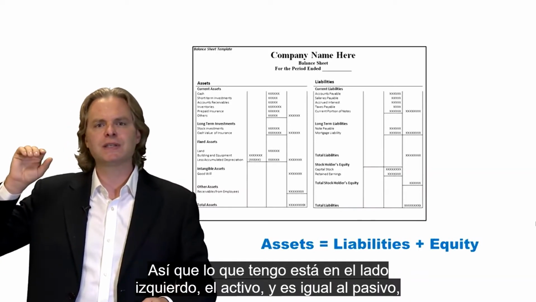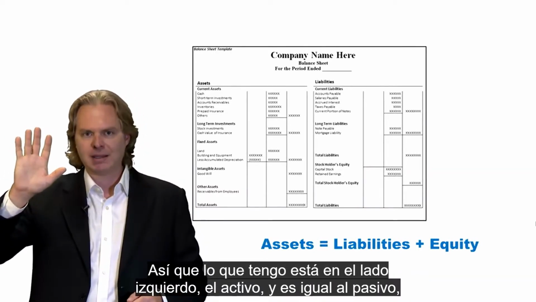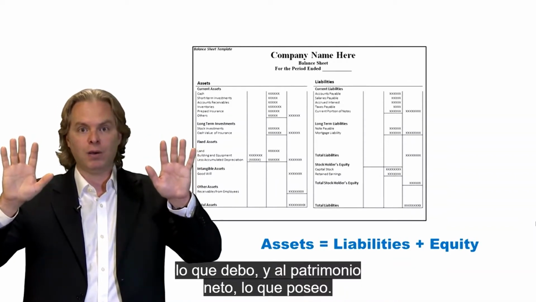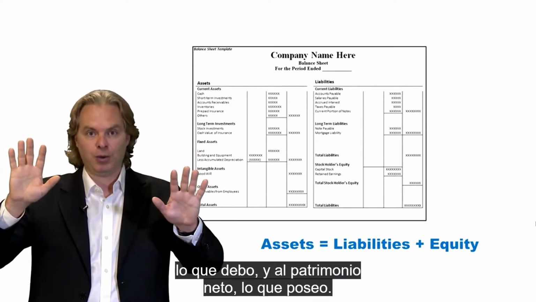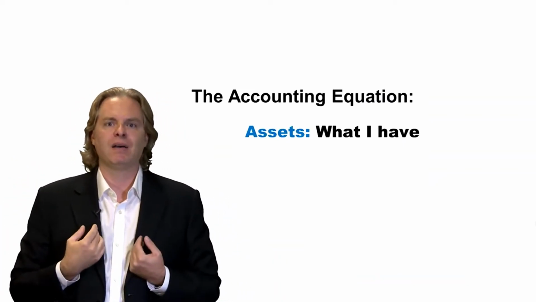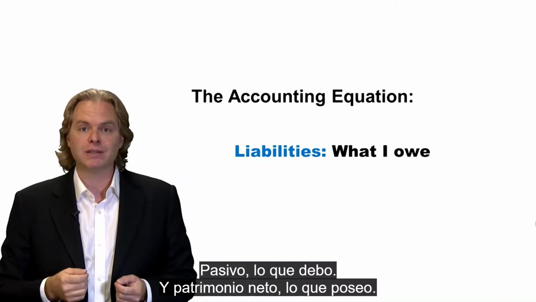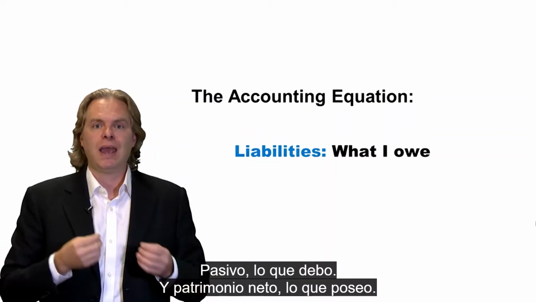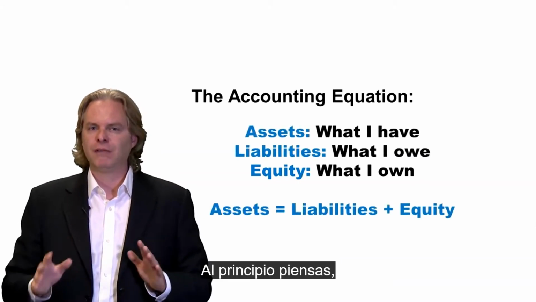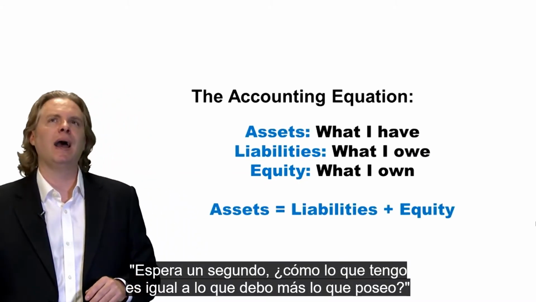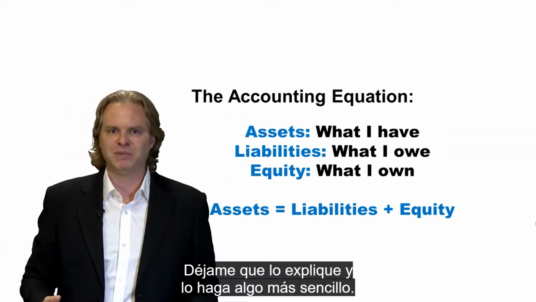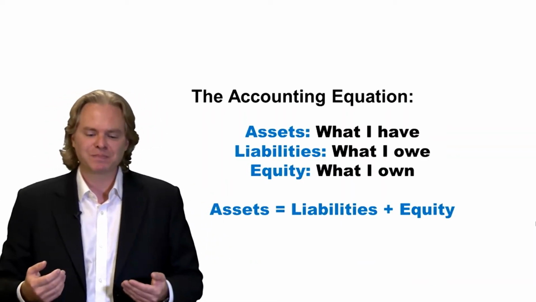So what we have is the left-hand side, the assets, equal the liabilities, what I owe, and the equity, what I own. So think of it this way. Assets, what I have. Liabilities, what I owe. And equity, what I own. Now at first you think, wait a second, how does what I have equal what I owe plus what I own? Let me explain this and make it a little bit easier.